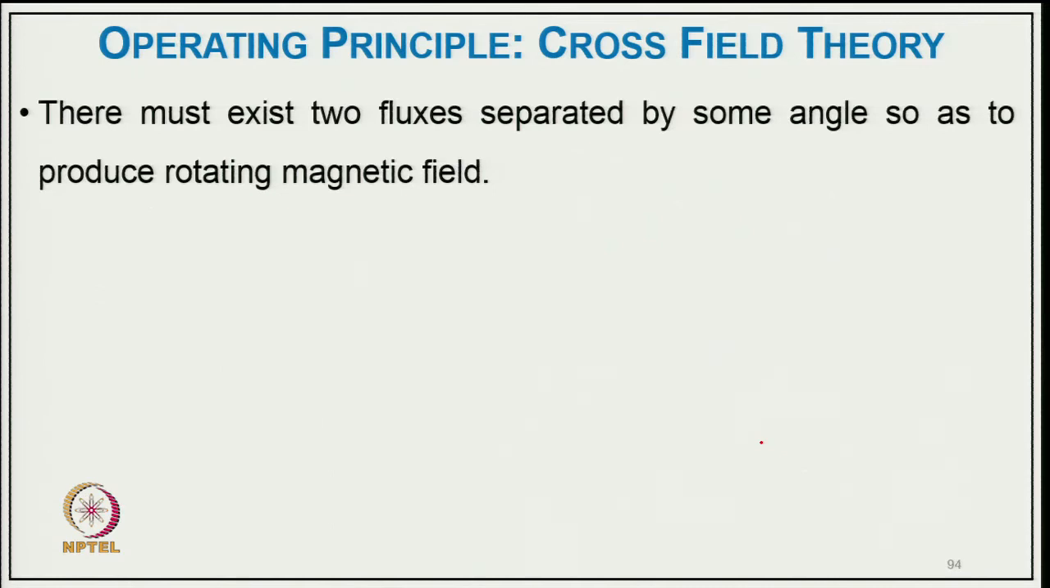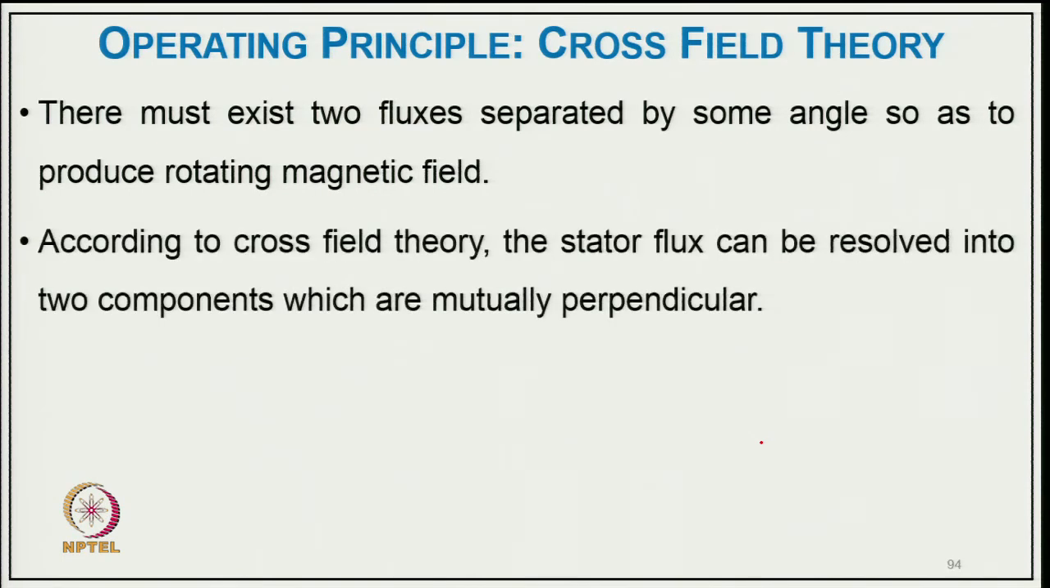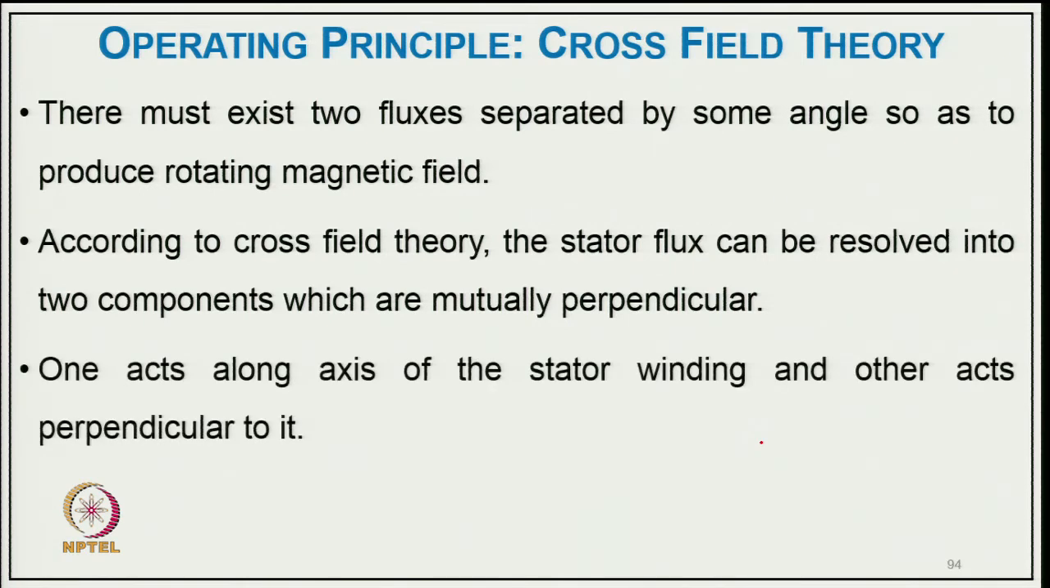So, there must be two fluxes separated by some angle, so as to produce the rotating magnetic field. According to cross field theory, the stator flux can be resolved into two components which are mutually perpendicular: one acts along the axis of the stator winding, the other acts perpendicular to it.